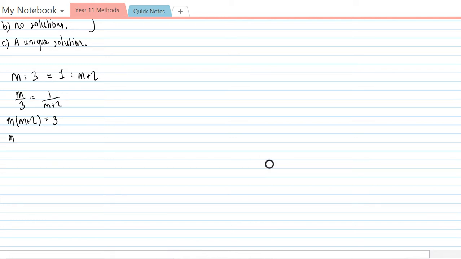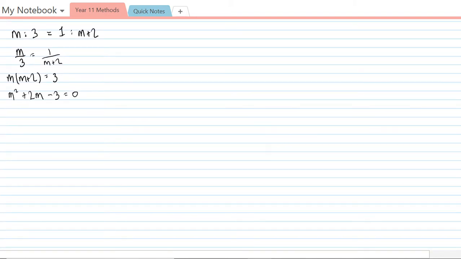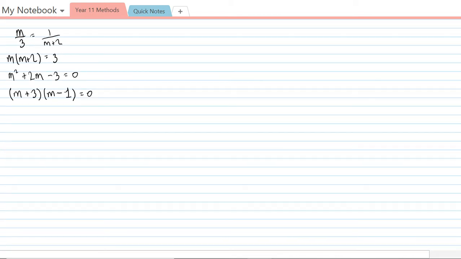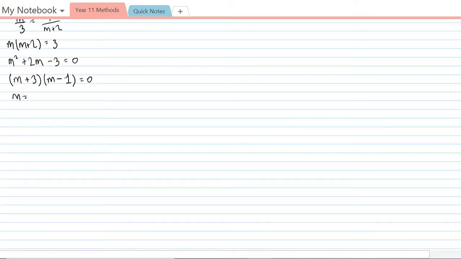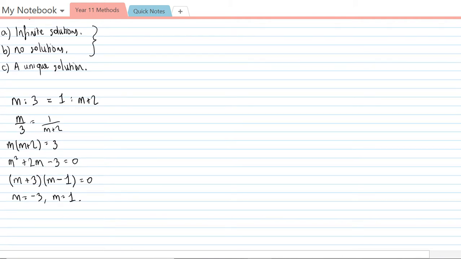Expanding this out, m squared plus 2m, and I'm going to take away the 3 on both sides to make it equal 0, which means I can now use the null factor law to solve this. So factorizing this, hopefully it's fairly easy to see that your factors are going to be m plus 3 and m minus 1, two numbers that multiply to give negative 3 and add to give positive 2, and that should still be equal to 0. This means that m is equal to negative 3 or m is equal to 1. Now one of these situations is going to give infinite solutions and the other is going to give no solutions.